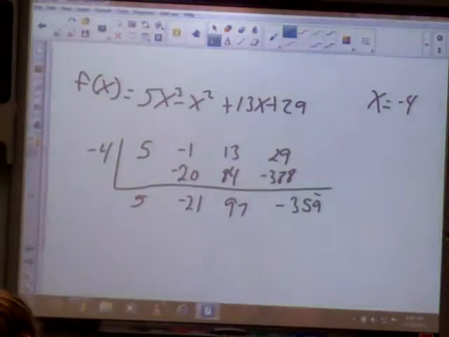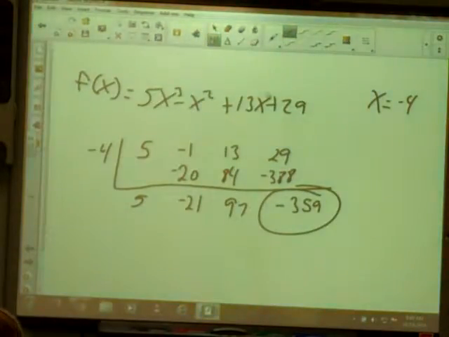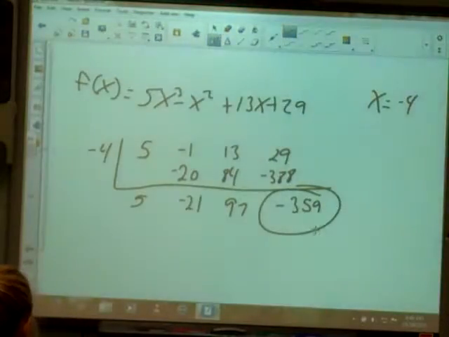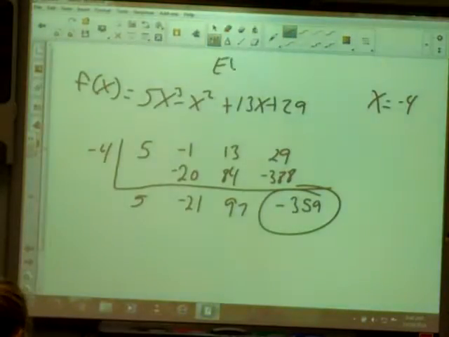Negative 359. That's your answer. So what that tells me is that if I'd have plugged a negative 4 in for all those x's up there and worked it out, I'd get a negative 359. And you would. That's it. That's all you do on that. What was the direction for that again? Evaluate when x equals negative 4. So it'll just say evaluate.